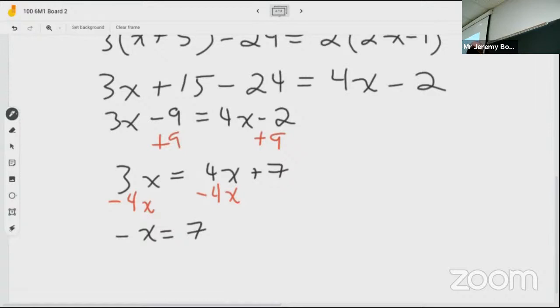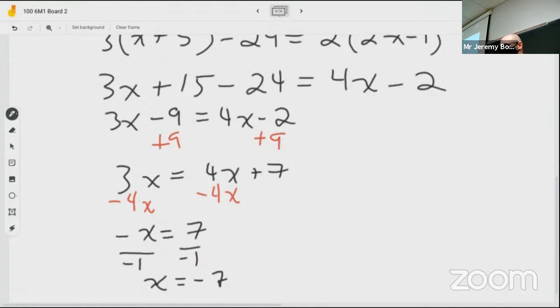Well, if we know that negative x is equal to 7, what is x going to be? Or how do we find what x is going to be? Yeah, so there's 2 ways to do it. And the way that I usually do is I divide by -1. And so negative x divided by -1 is going to be x. A 7 divided by -1 is going to be -7.